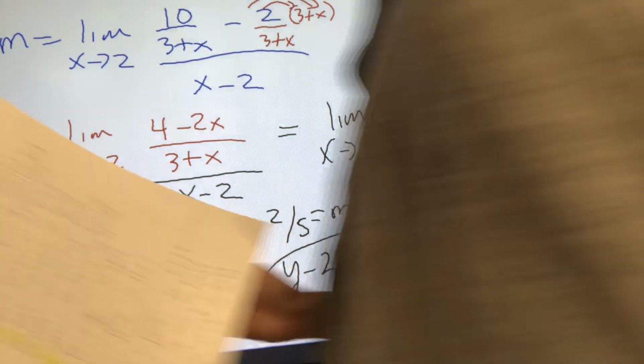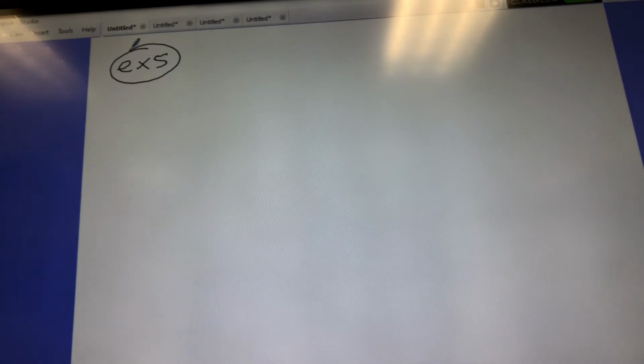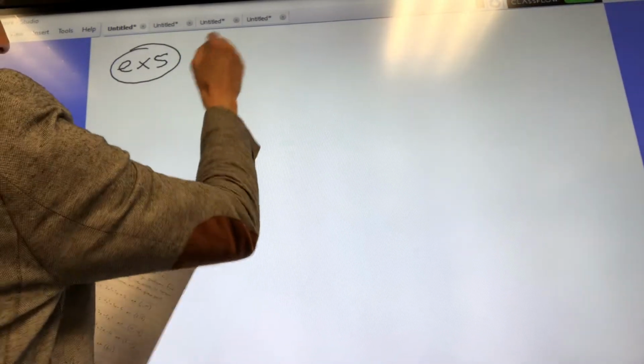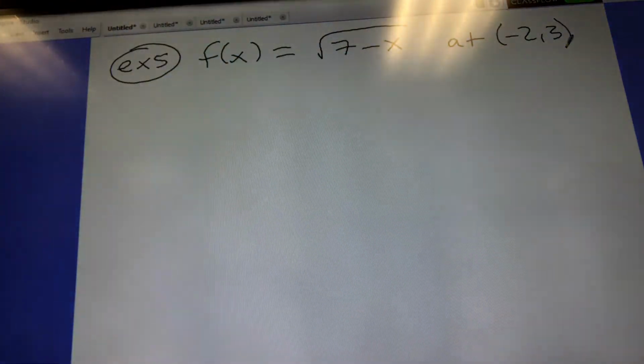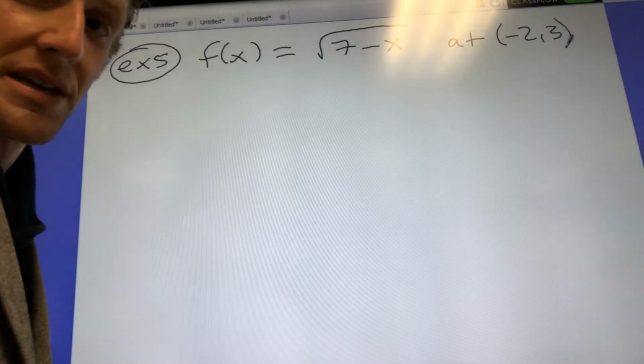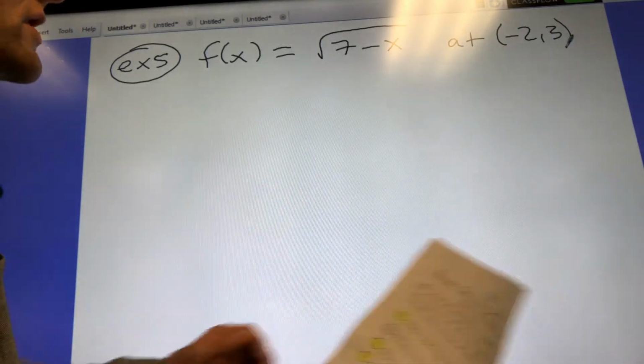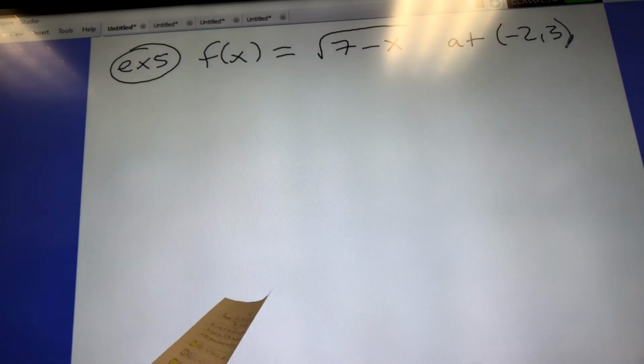Let's see one with a root here, number 5. As we roll along, example 5, I'll get the camera in a better angle for us there. Example 5. f of x is equal to, let's give one with a minus, root of 7 minus x at negative 2, 3. When I plug negative 2 in for x, I get 3. And we should be able to see that again. That is f of x is equal to root 7 minus x at negative 2, 3.